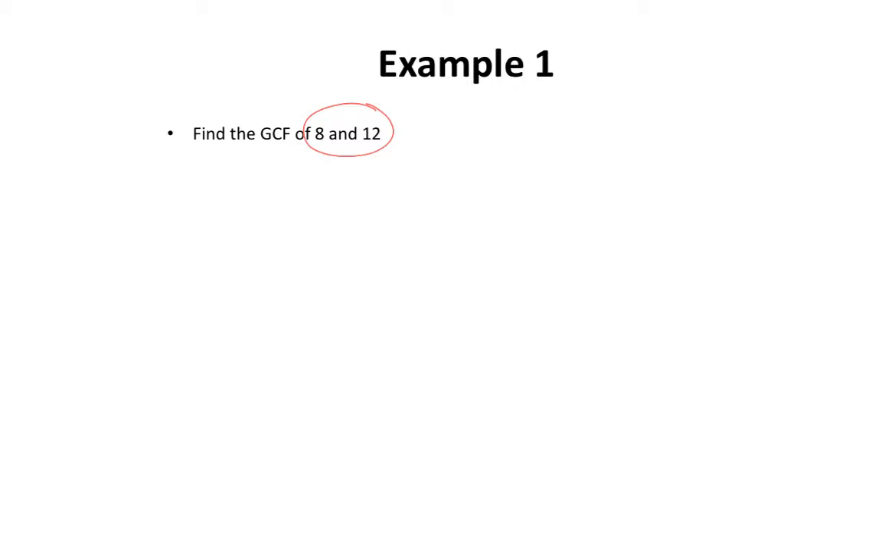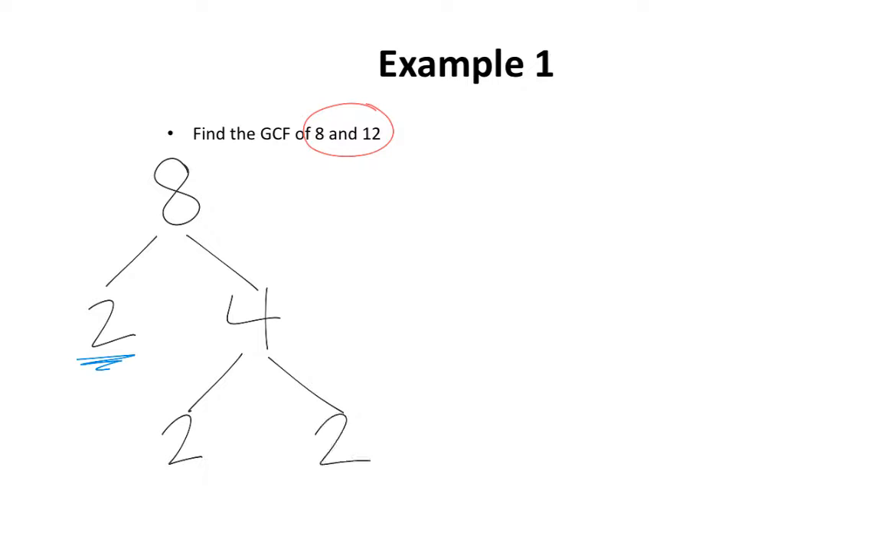Let's start with the number 8. We have to think of two numbers that, when multiplied together, will give you 8. I'm going to think of 2 and 4. Now, 2 is a prime number, therefore we're going to stop there. 4 is not a prime number. Let's think of two numbers that, when multiplied together, will give me 4. 2 multiplied by 2. And these are both prime numbers, so we're going to stop there.